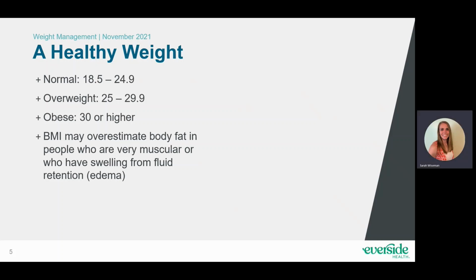All things considered, these are what the ranges are for a BMI. Normal is 18.5 to 24.9. Overweight is 25 to 29.9. Obese is 30 or higher. People who are underweight are usually 18.5 or less. But again, BMI might be overestimating our body fat in people who are very muscular or who have swelling from fluid or retaining fluid. So if you're having some more puffiness going on or if you're retaining more fluid, then BMI is going to be overestimated.